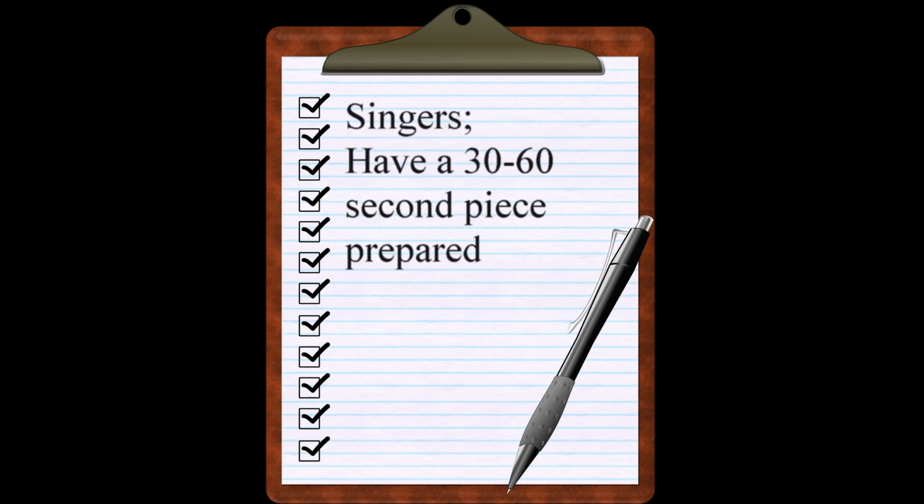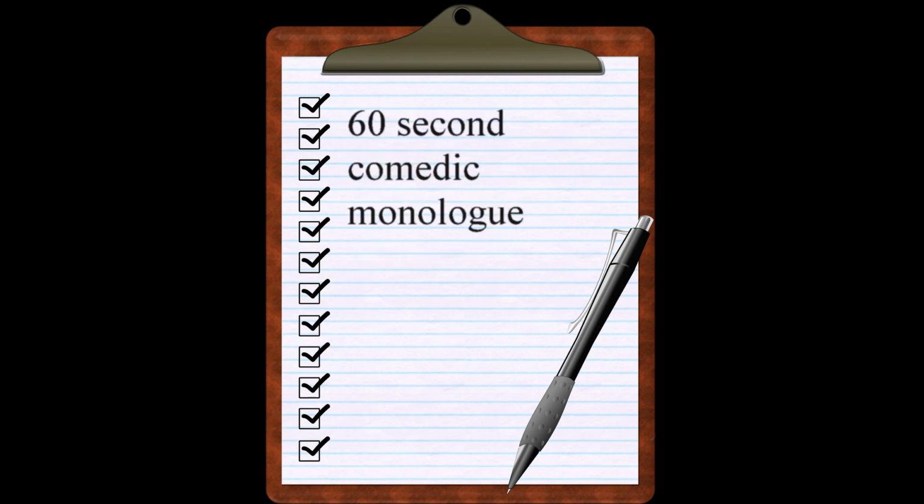If you are a singer, have a 30 to 60-second piece prepared to sing. Showcase the sound of your voice and demonstrate you can carry a tune. Make sure it is age appropriate. If you are a dancer, have a 30 to 60-second dance routine ready. Have a 60-second comedic monologue prepared to perform, regardless if a script is provided for the audition.